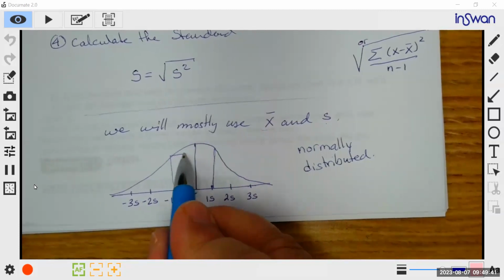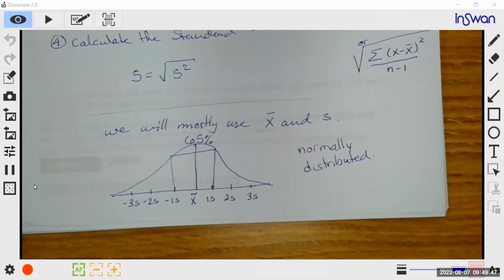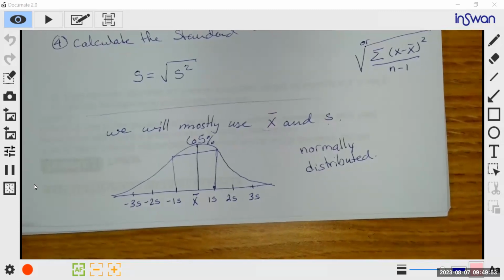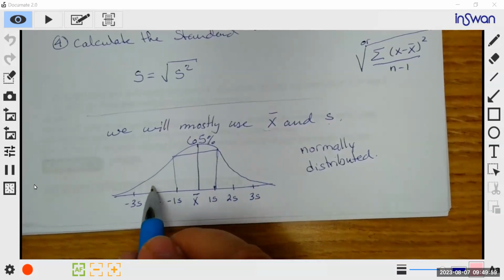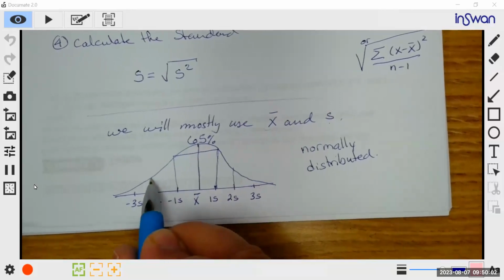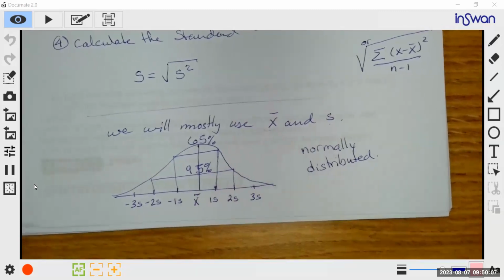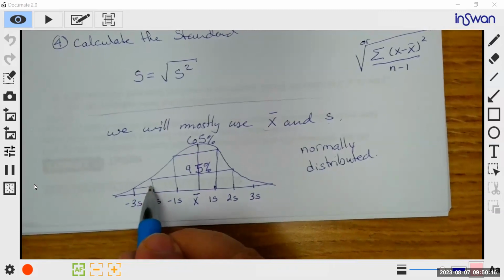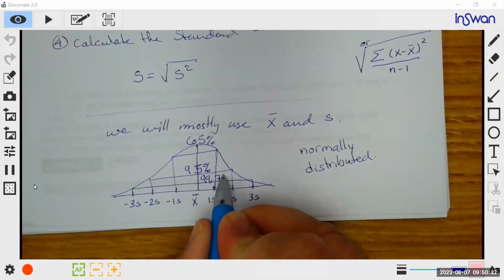Within the first standard deviation, we're going to have approximately 65% of our data. Within two standard deviations from our mean, we're going to have approximately 95% of your data. And within three standard deviations, we're going to have 99.7%.